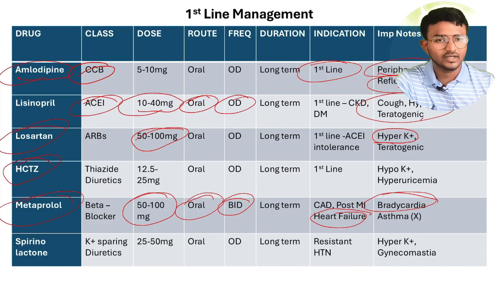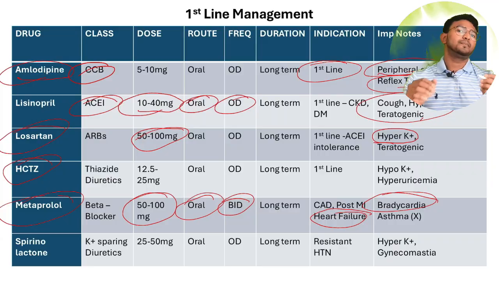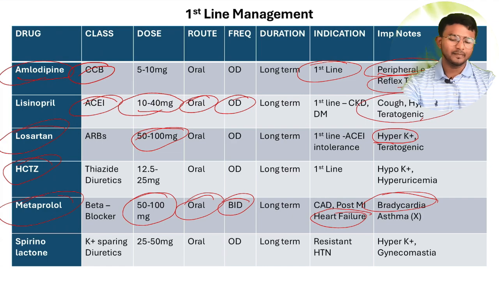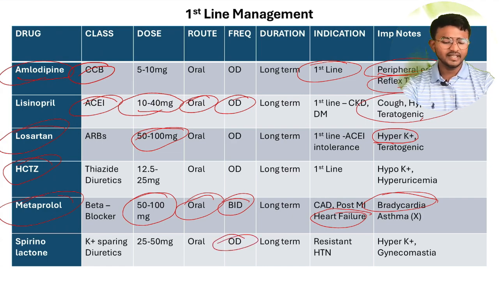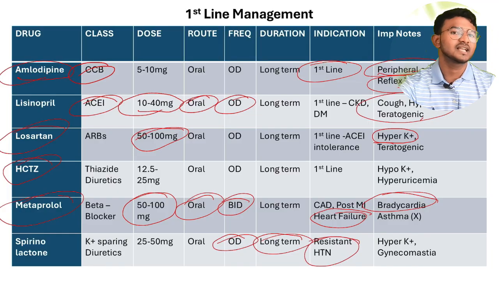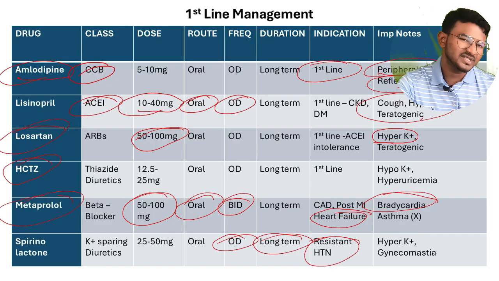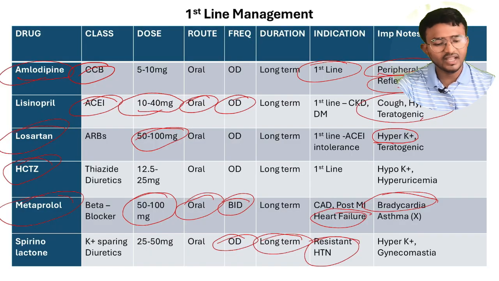Next one, spironolactone. Spironolactone is Aldactone, a potassium sparing diuretic. We can give the dosage like 25 to 50 milligrams BID, orally OD. Long term we can use it for resistant hypertension. The contraindication is that it can cause hyperkalemia, and it can cause gynecomastia. So these are the first line management for hypertension.